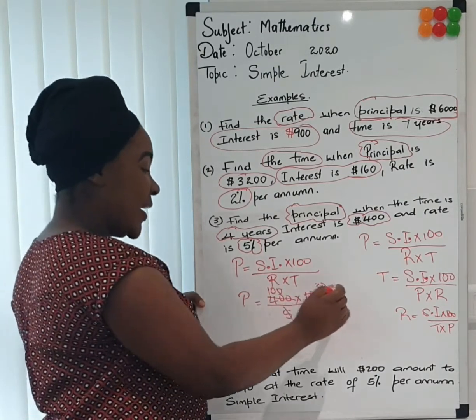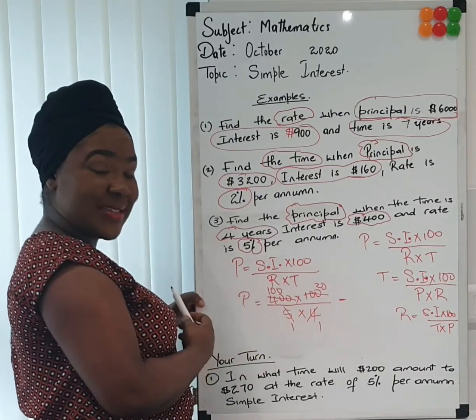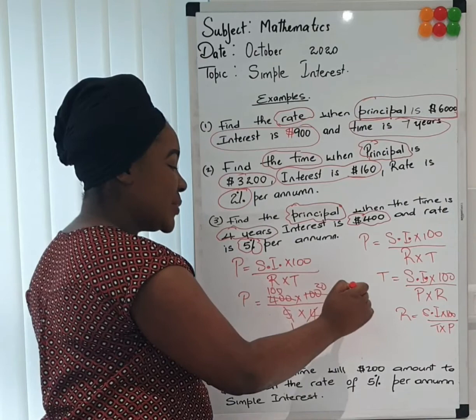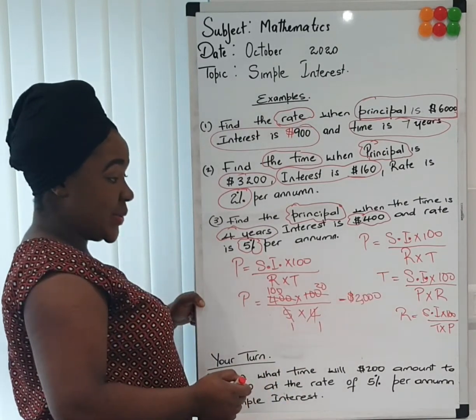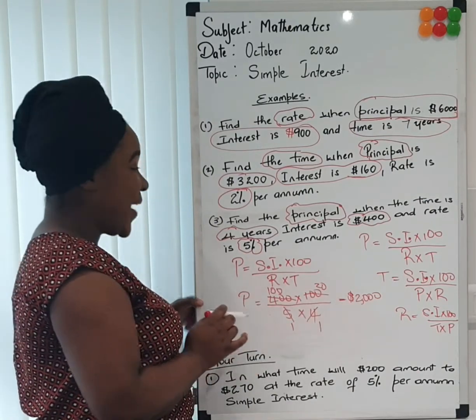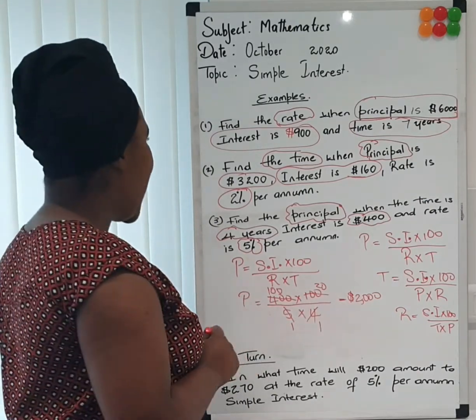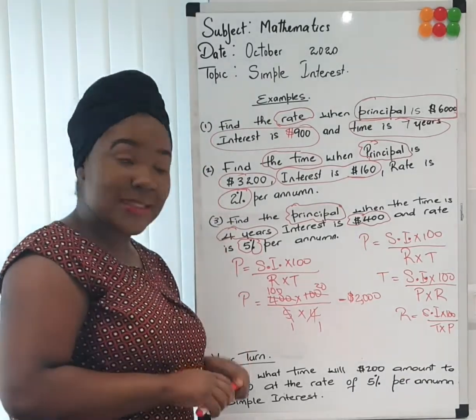Now I can go ahead with my final answer, and that will be 100 times 20, which gives us 2,000. So my answer is 2,000. My principal is 2,000. Good. So there goes our number 1, 2, and 3 questions.